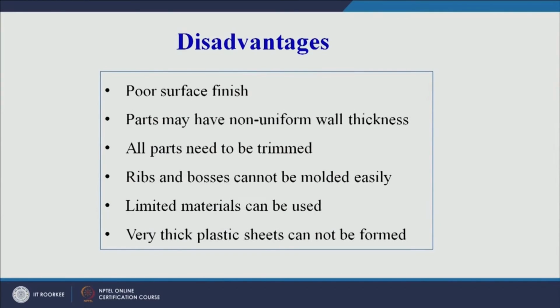Now what are these disadvantages? First is sometimes we may not get very good surface finish, so the process may lead to poor surface finish, which is one disadvantage. Parts may have non-uniform wall thickness. If you remember, during the course of today's discussion, I think 2 times already I have mentioned that one limitation of this process is that the thickness is non-uniform.